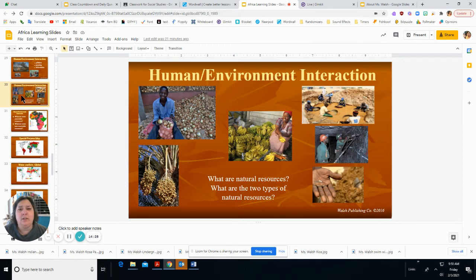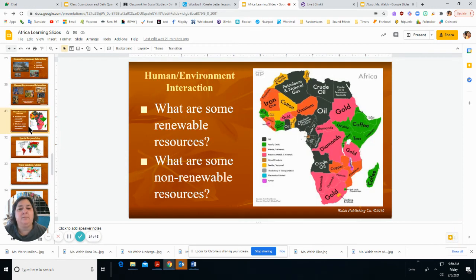Human interaction with the environment. There's a lot of natural resources in Africa, and there's a lot of places where there's shortage of natural resources. A lot of onions grow in Africa, dates, bananas. There's gold. There's diamonds. There are some different kinds of metals that are mined in Africa.